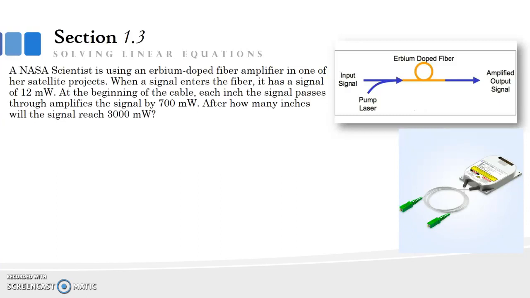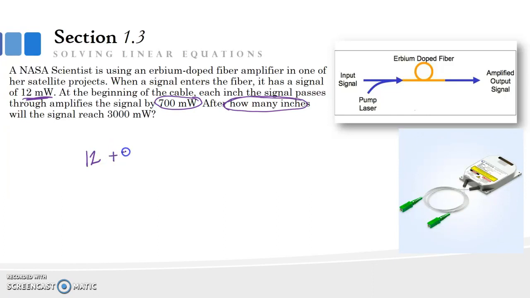So, reading the problem, remember on the last one, we said to take a look and see what it says in the last question to figure out what you're going to solve for. So we want to know in this problem how many inches of fiber are needed to get the signal that we want. We know that the signal is going to start out at this 12 milliwatts here. So I can say 12 is what I'm beginning with. Then after each inch, the signal is going to get bigger and bigger. And here it says each inch the signal is multiplied by 700 milliwatts.